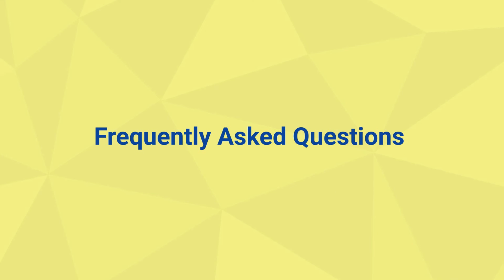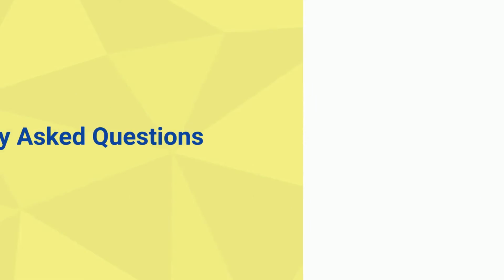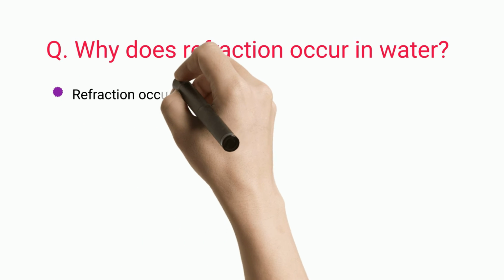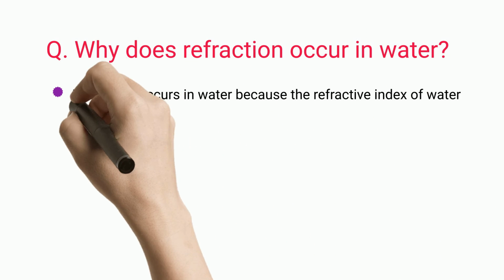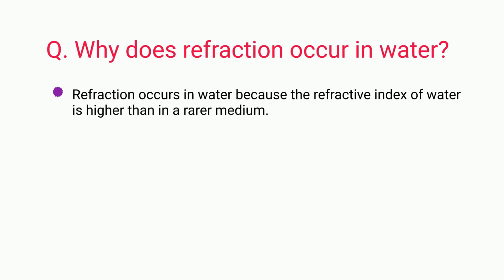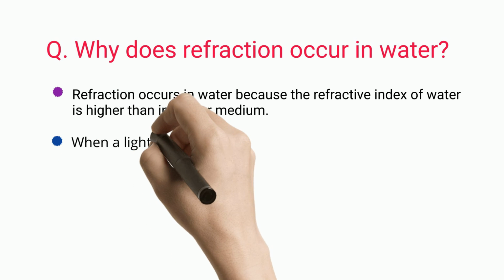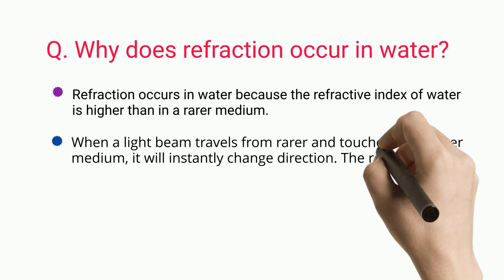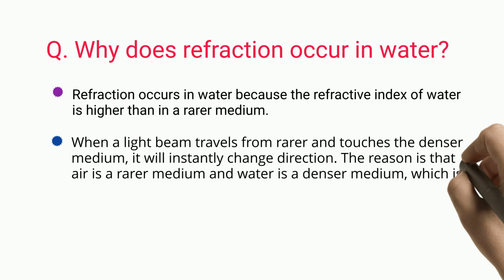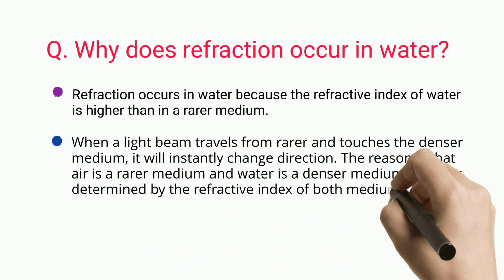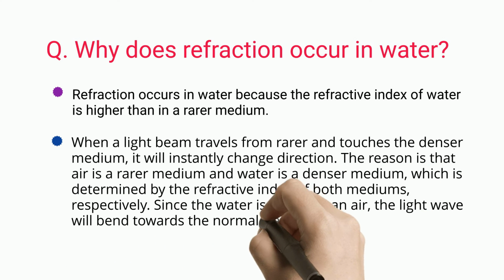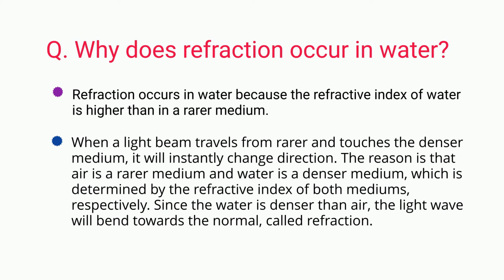Frequently asked questions. Why does refraction occur in water? Refraction occurs in water because the refractive index of water is higher than that of a rarer medium. When a light beam travels from a rarer medium and touches the denser medium, it will instantly change direction. The reason is that air is a rarer medium and water is a denser medium, which is determined by the refractive index of both mediums, respectively. Since water is denser than air, the light wave will bend towards the normal, called refraction.